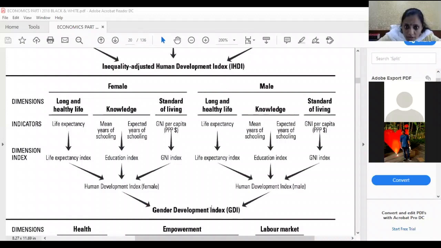This is the gender development index, the area I am showing to you. We have calculated the human development index for men and women separately, and whatever method we followed in the human development index, we are following in the gender development index also. I'm not getting into the geometric mean calculation problem. There is a conceptual problem in this.